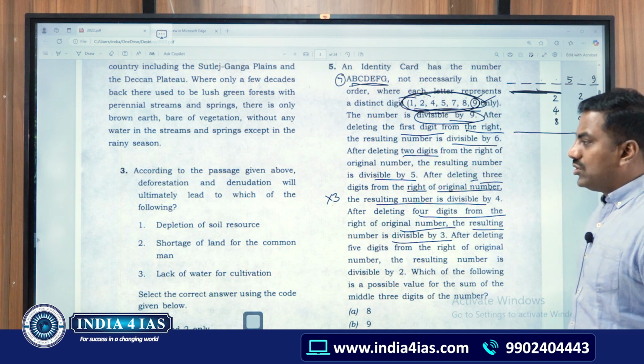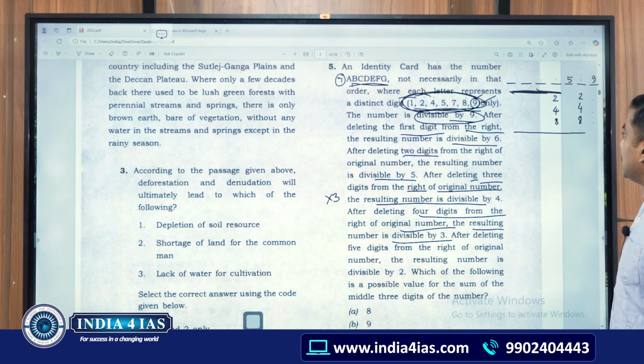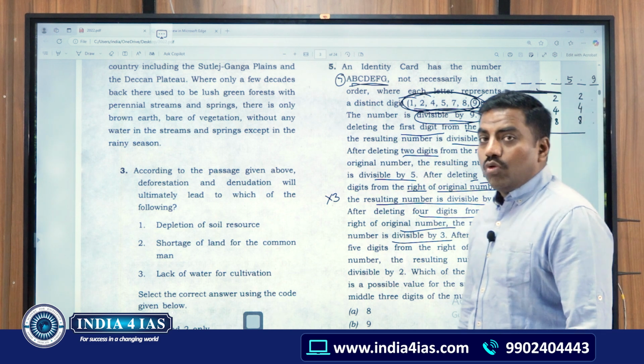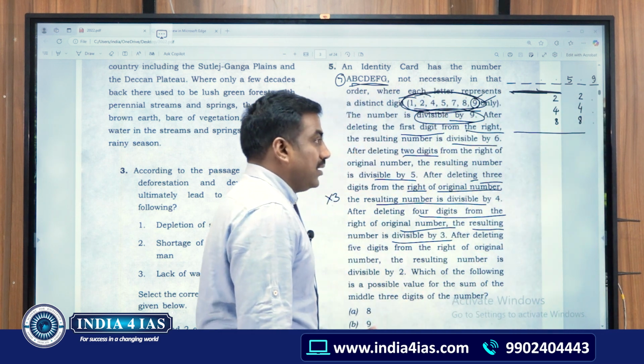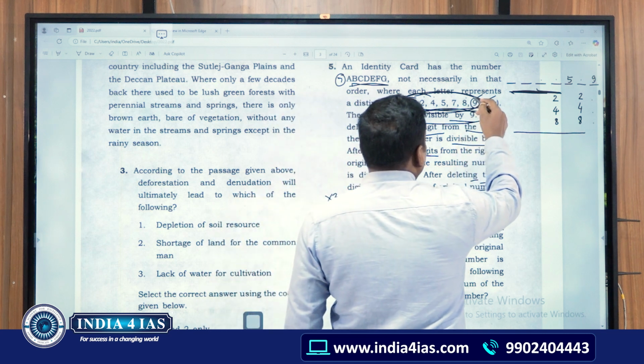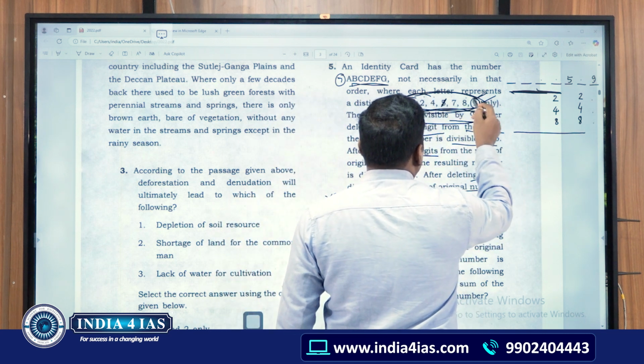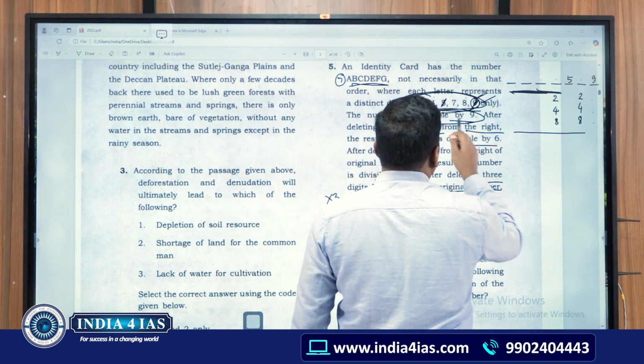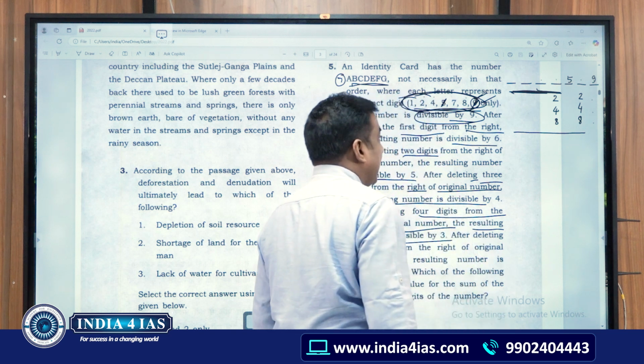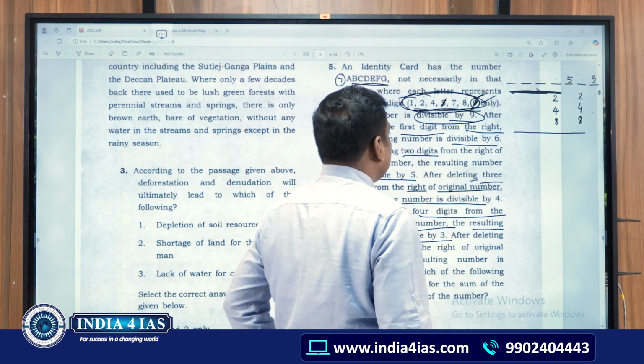You have to look for those numbers whose sum will be divisible by 3. So here we are deleting 9 and we are not taking 5. So we are left with only 1, 2, 4, 7, 8.